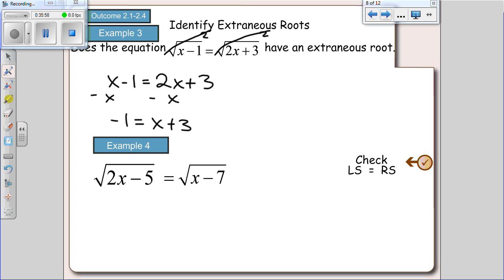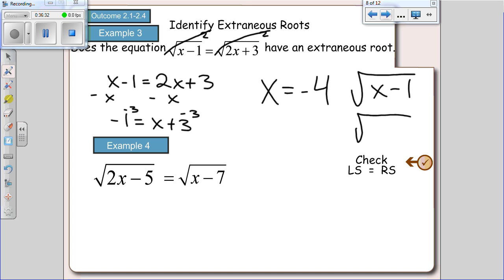Is that a possible answer? No, it's not. Look at the left side of your equation. You have square root x minus 1. If you put in x equals negative 4 into that equation, you would have the square root of negative 5. Is that possible? No. Is this an answer? No. The answer does not exist.